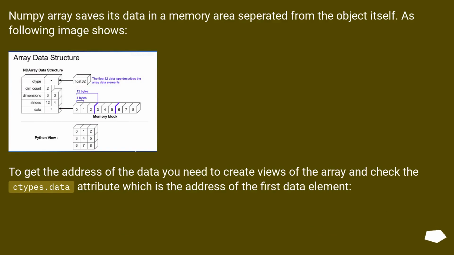A NumPy array saves its data in a memory area separated from the object itself, as the following image shows. To get the address of the data, you need to create views of the array and check the ctypes.data attribute, which is the address of the first data element.